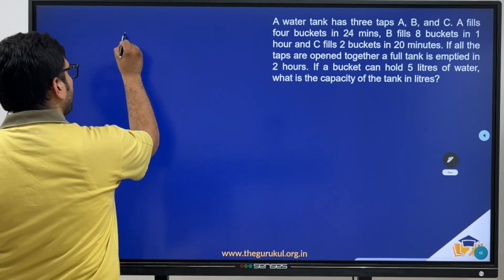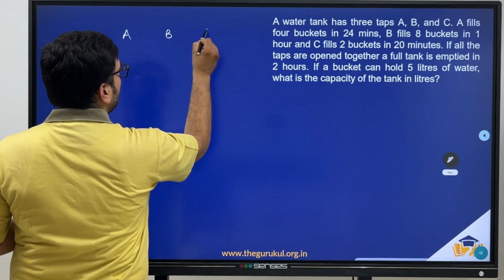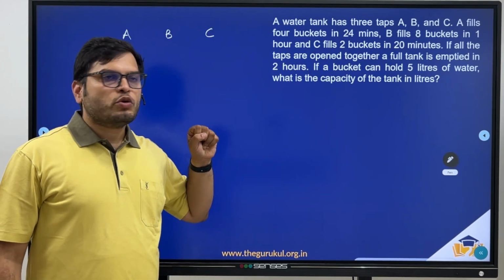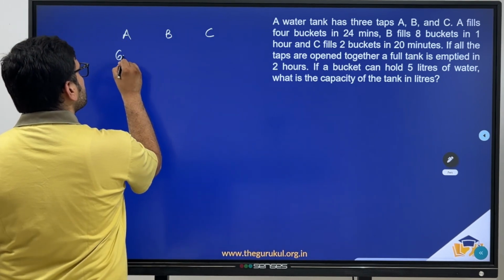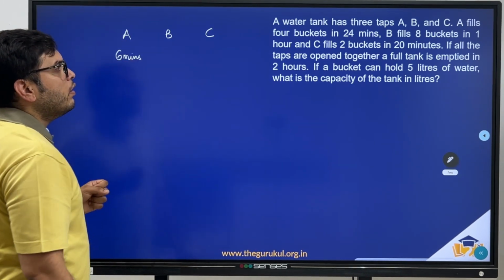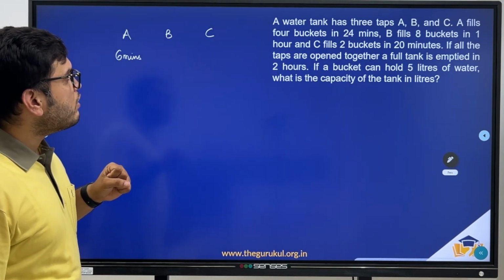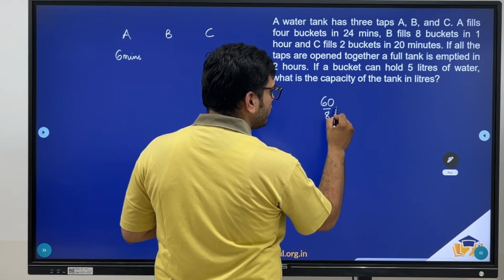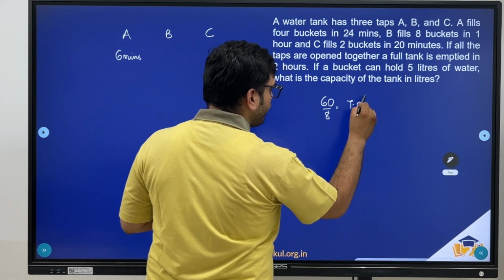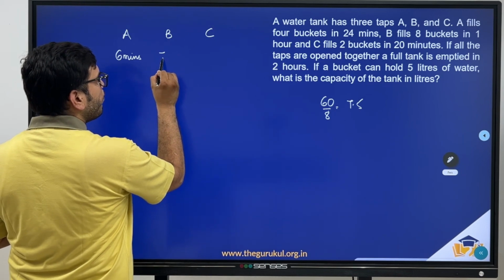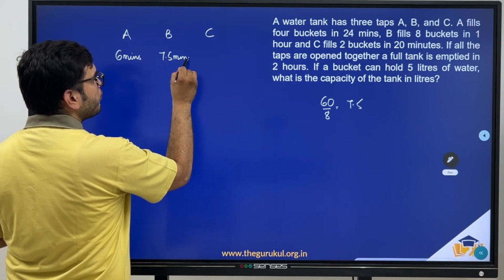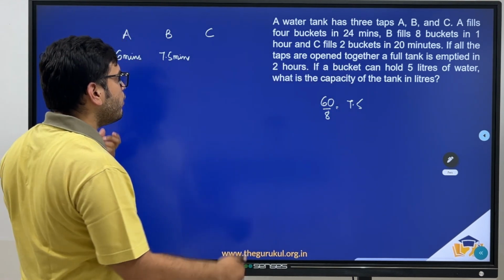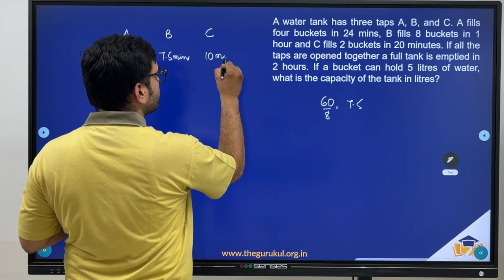So let us take taps A, B and C. Now A fills 4 buckets in 24 minutes. So A can fill 1 bucket in 6 minutes. Now B can fill 8 buckets in 1 hour. So 60 by 8, which is nothing but 15 by 2, 7.5. So B can fill 1 bucket in 7.5 minutes. And C can fill 2 buckets in 20 minutes. So C can fill 1 bucket in 10 minutes.